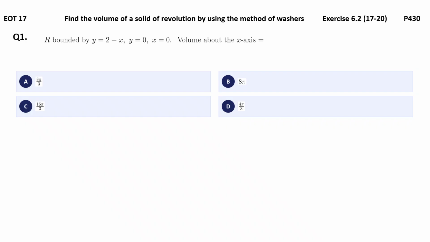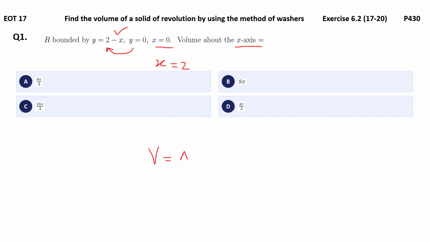Let's continue with EOT 17, which is of the same idea. Here it is about x-axis. Already the function is about x-axis, so just you need to apply it in the formula. Already we have our x function 0. When you substitute our y function, we will get our x value as 2. So the limits are ready, function is ready, just you need to substitute in our volume formula.